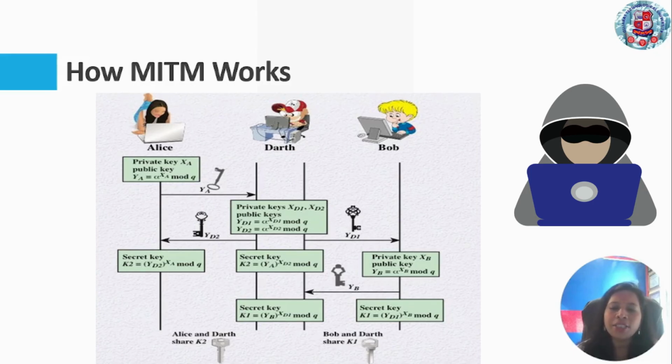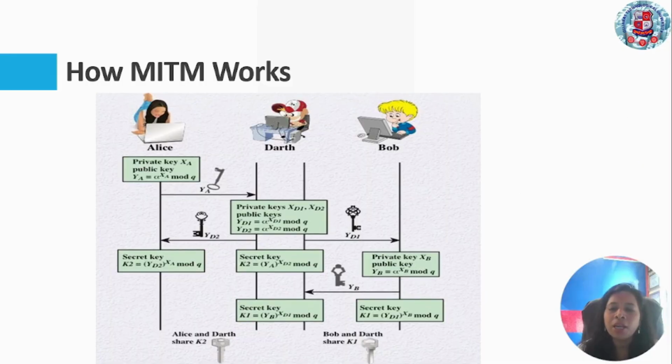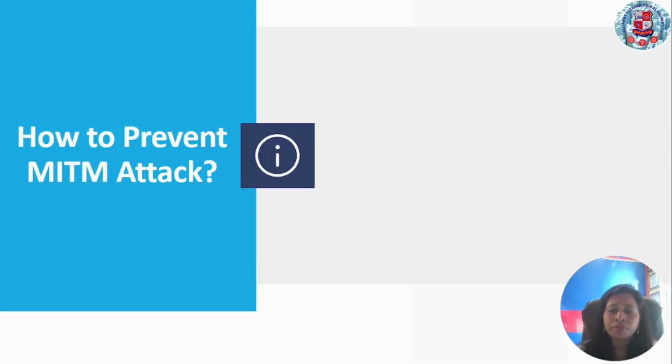Now Alice shares a secret key with the attacker, and Bob shares a different secret key with the attacker. The attacker can decrypt messages, read them, modify them and send them forward. Neither Alice nor Bob knows about it. In this way Darth, the man in the middle between Alice and Bob, performs the man-in-the-middle attack on the Diffie-Hellman algorithm.